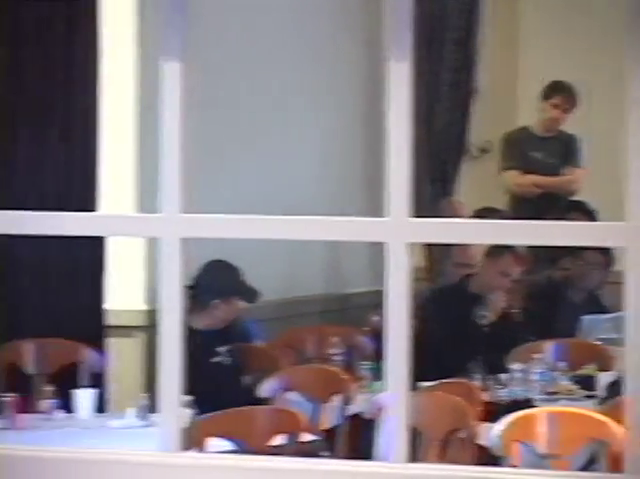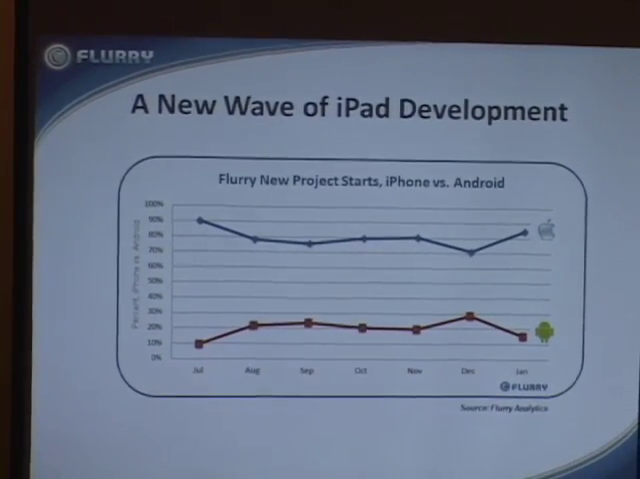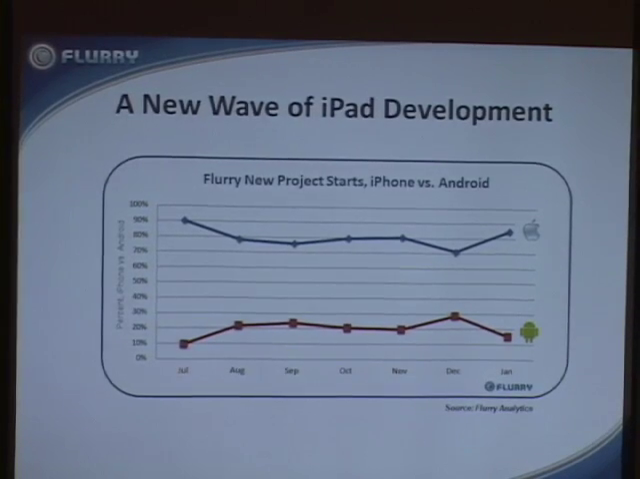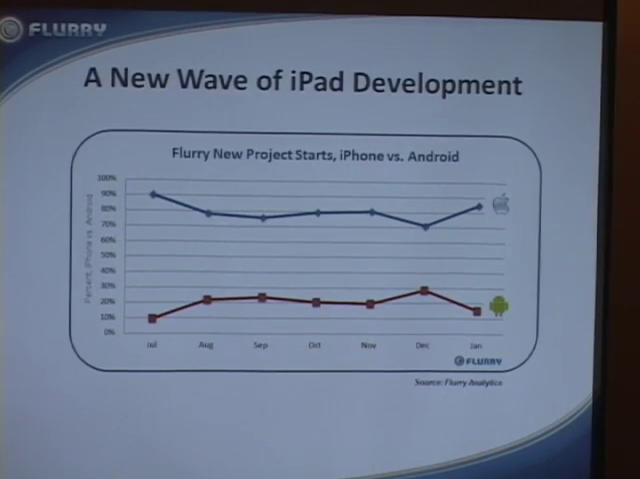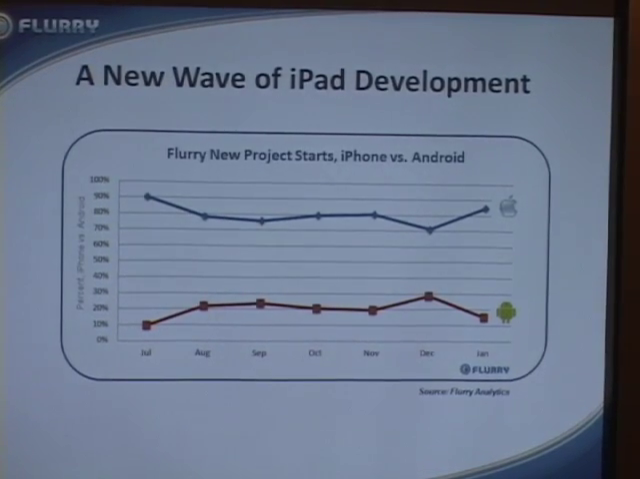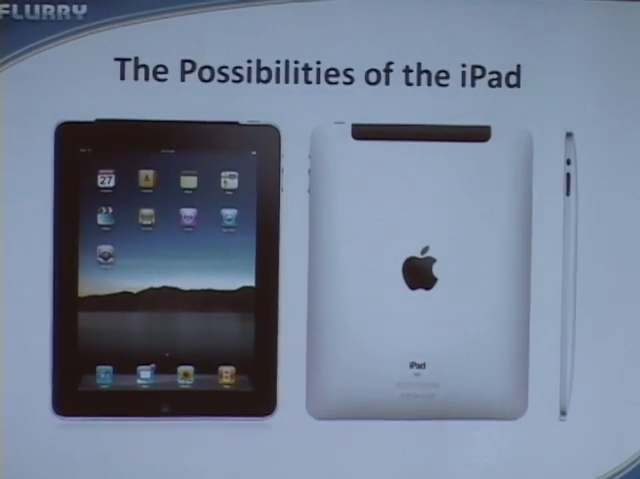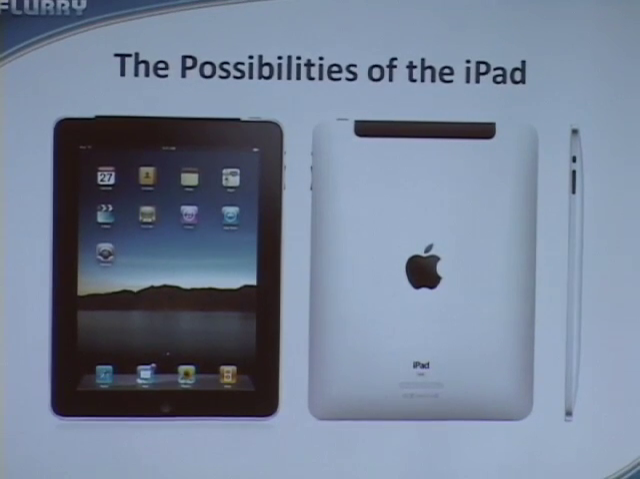So this is just general project starts since July, and what we've been reporting on throughout the fall was that, in fact, the ratio was changing because there were more Android project starts coming up, and then there was that big change in December and January, and obviously we know why that is, because the iPad came out, or the announcement of it, and so a lot of developers started, we think at least, maybe pausing their Android efforts to be able to develop for this.